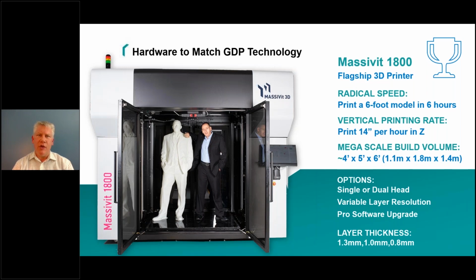Now, of course, this hardware has some options. It comes in a base model that has a single head with the same layering technologies, or you can get a dual head with advanced pro software that allows you to have a variable layer height, and that layer height starts at 0.8 millimeters up through 1 millimeter and 1.3 millimeters, so a very usable layer and resolution fidelity on your output. Now, this is the Massivit 1800 flagship printer. This is the one that you're going to see today.